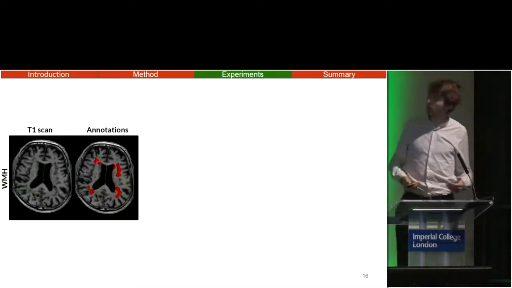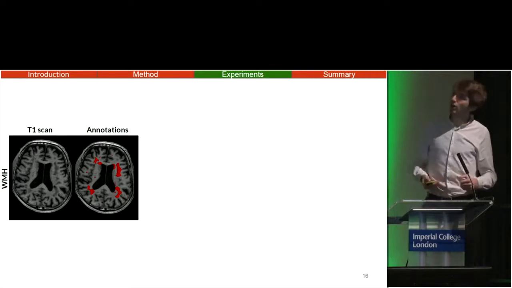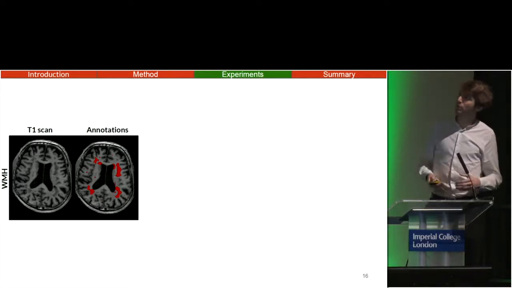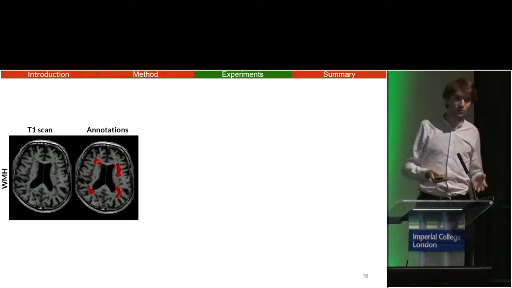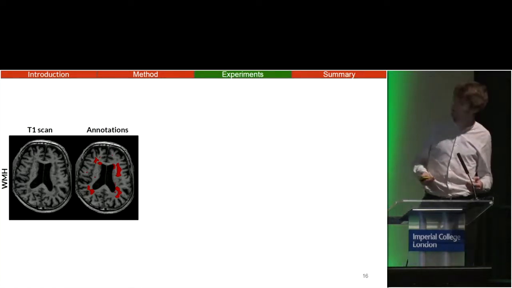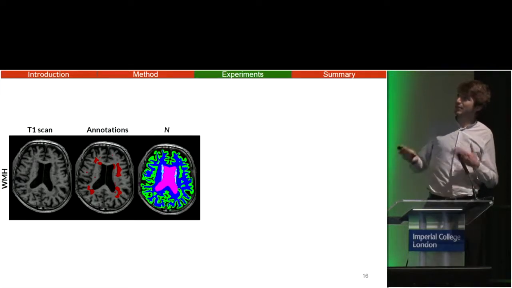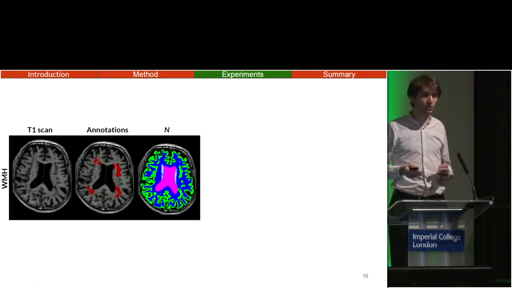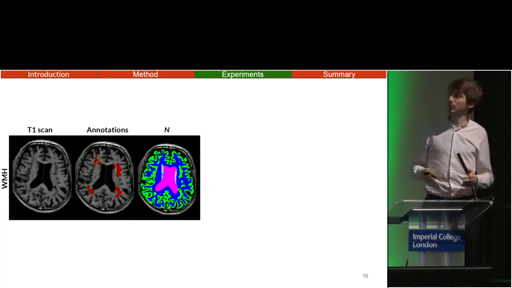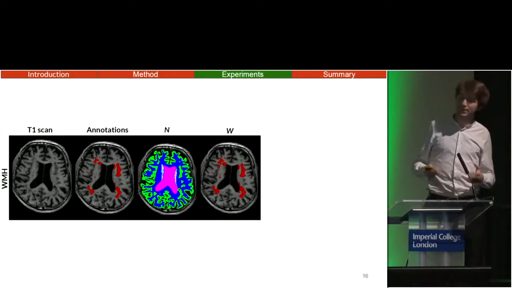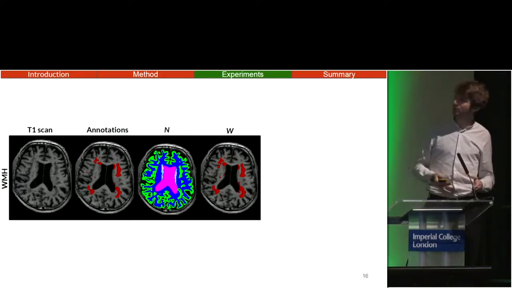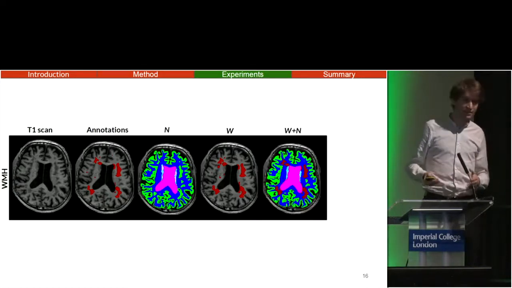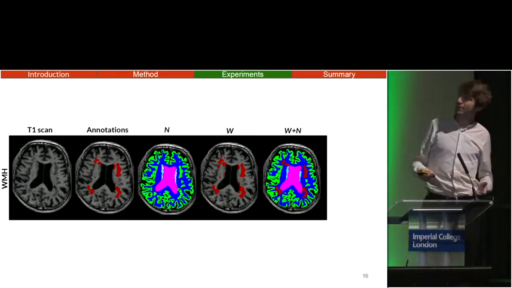Now we can also look at the output on WMH. So here we have a T1 scan from the WMH and the annotation. Here we only have access to the lesion annotations. This is the output of the network that only tries to perform tissue segmentation. This is the output of the network that only tries to perform lesion segmentation. And this is our model. So we can see that it combines well these two task-specific models.